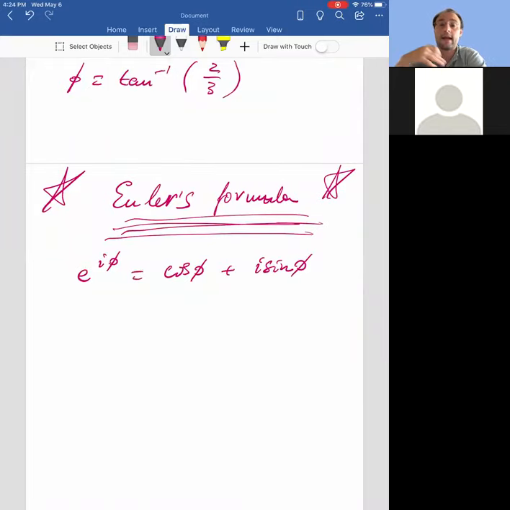Okay, I'm not proving it. If you want the proof, try for yourself. Taylor expand e to the I phi. And then collect all the real terms, and collect all the imaginary terms. And you will see that all the real terms add up to the Taylor expansion of cosine. All the imaginary terms add up to the Taylor expansion of sine.